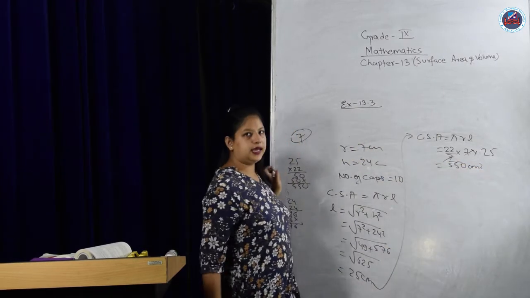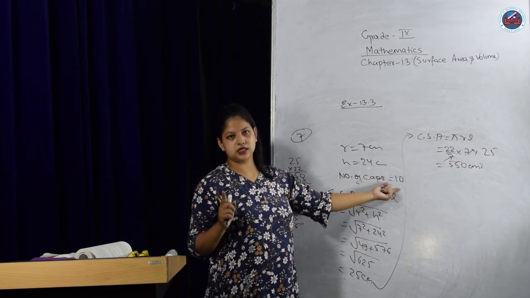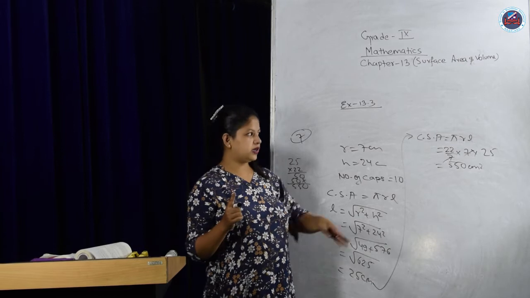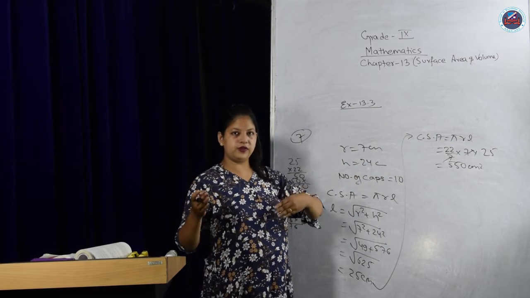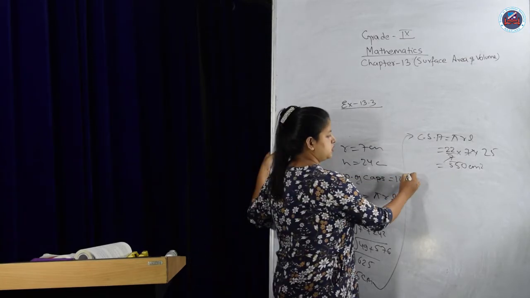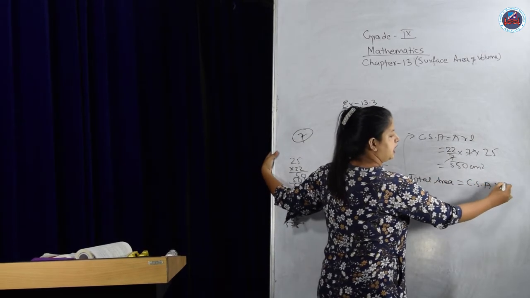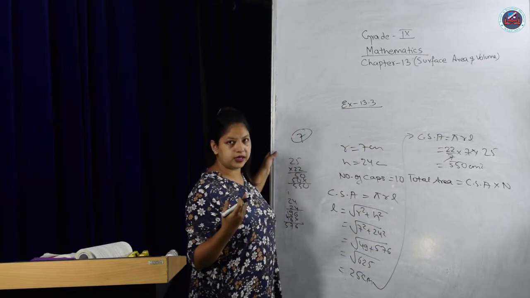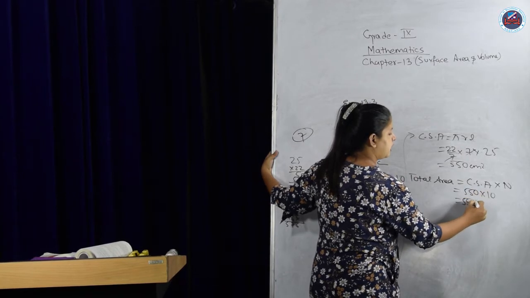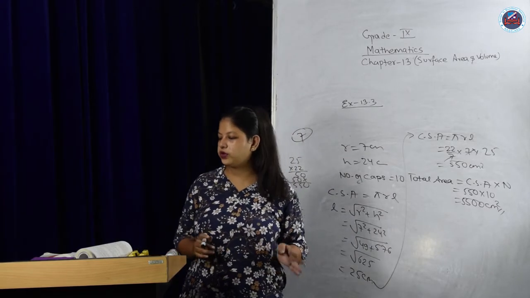But your question doesn't end here. This is CSA for 1 cap, but it is said they are going to make 10 such caps. So whenever more quantities are asked to find, for 1 if it is 550, for 2 it would be 2 into 550, 3 into 550, 10 into 550. That means total area required is CSA into number of times we are going to make it. So 550 into 10, 5500 centimeter square.